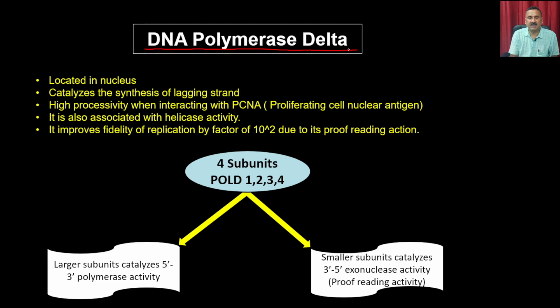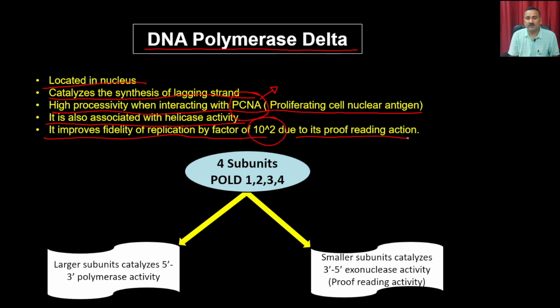Then we have DNA polymerase delta. DNA polymerase delta is localized in the nucleus. It catalyzes the synthesis of the lagging strand. It has high processivity when interacting with PCNA, the proliferating cell nuclear antigen. PCNA is an important factor that has a very critical role in DNA damage and repair as well, and it is also associated with helicase activity. It improves the fidelity of replication by a factor of 10 to the power 2 due to its proofreading action.